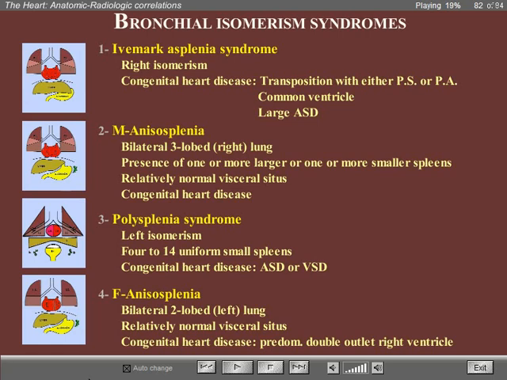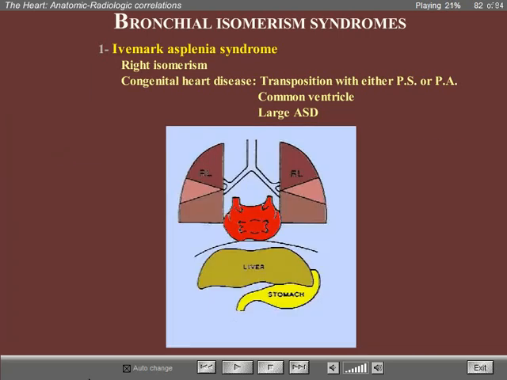The first one is the Ivemark asplenia syndrome, where there is a right isomerism, meaning that the two lungs are trilobed. In the Ivemark asplenia syndrome, there are congenital heart diseases that are either transposition with either pulmonic stenosis or pulmonary atresia, common ventricle, or a large atrial septal defect. So when one looks at a chest roentgenogram and observes the presence of three lobes, one must consider this possibility.